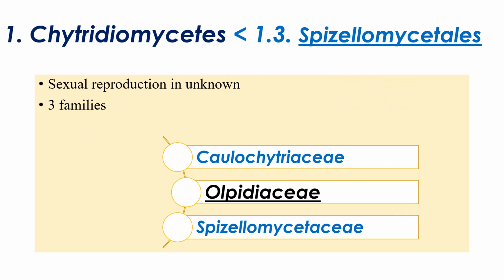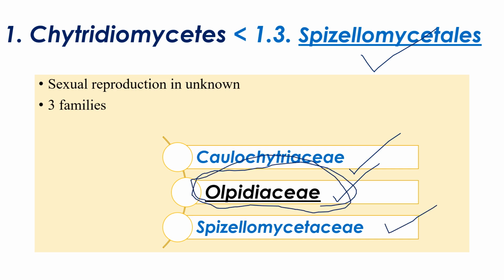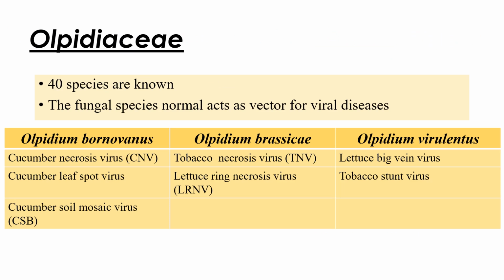The next order is Spizellomycetales. In the members of the Spizellomycetales, sexual reproduction is actually unknown, but there are three families: Caulochytriaceae, Olpidiaceae and Spizellomycetaceae. We are going to discuss Olpidiaceae because it is a very important one. This Olpidiaceae generally contains around 40 species that have been reported so far.